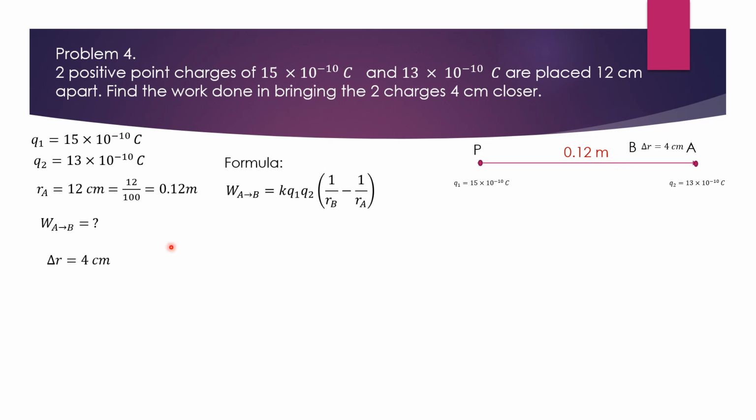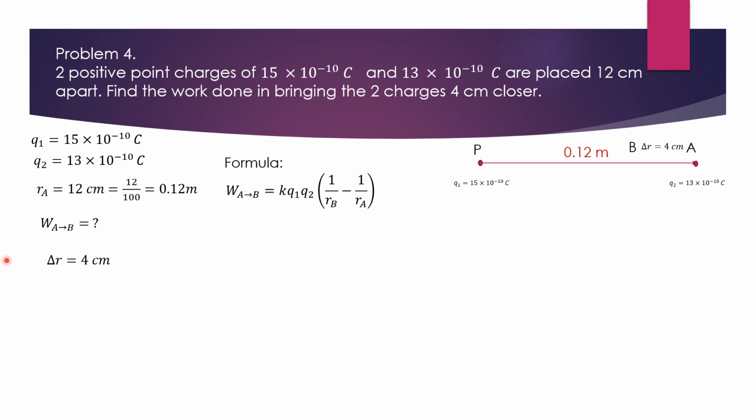And now this is the formula. Work is done from A to B, 4 cm. The formula that we use is work from A to B is K Q1 Q2 bracket 1 over RB minus 1 over RA.